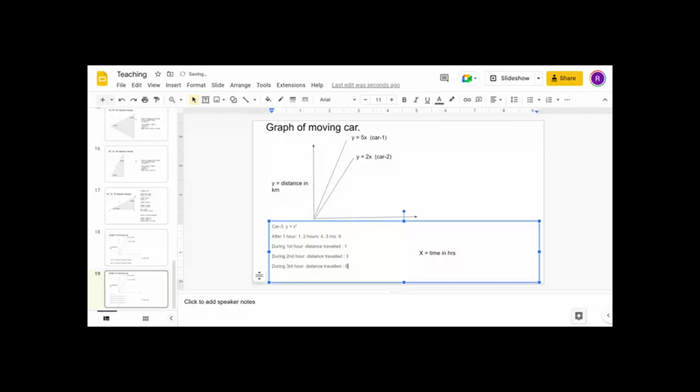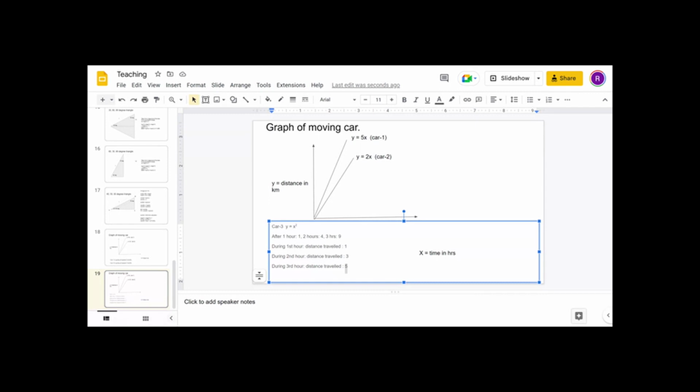Actually, if you keep going like this, you will see the distances. What will it be in the fourth hour? So it's 1 in the first hour, 3 in the second hour, 5 in the third hour. What is the y value after 4 hours? 16. So what is the distance traveled during the fourth hour? 7 kilometers, exactly. 16 minus 9 is 7.